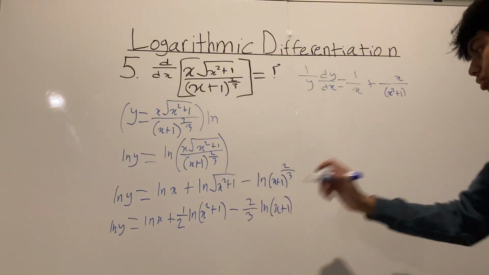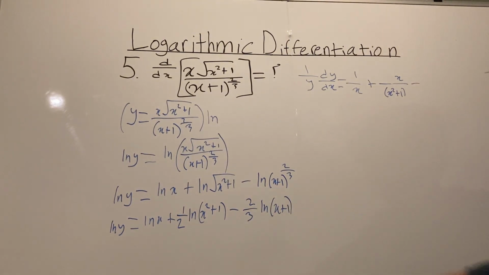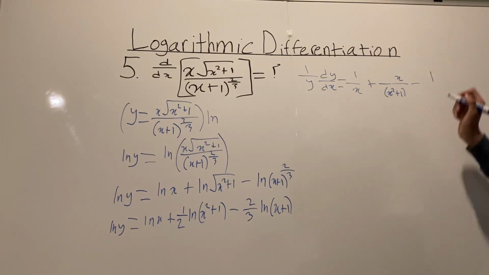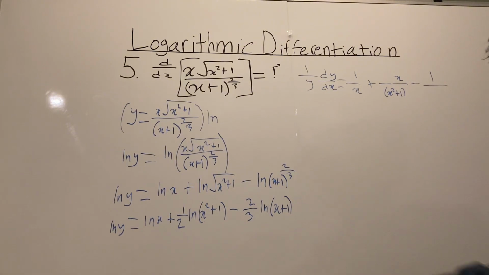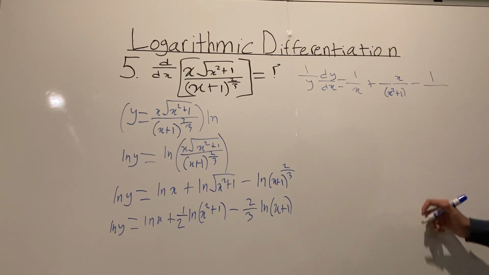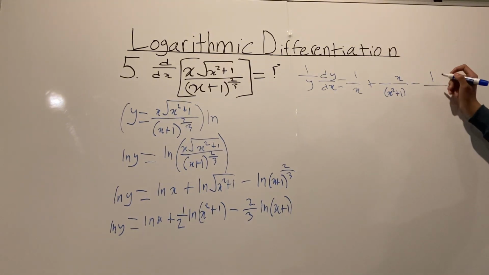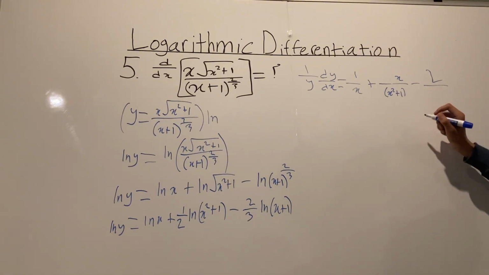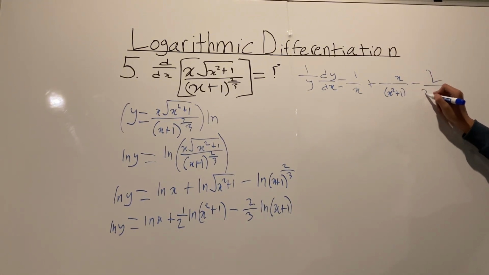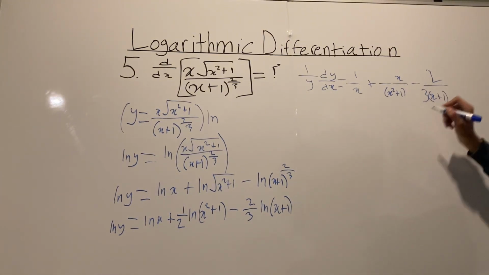And now minus 2 over 3, we can use the same thing. The derivative of the inner function is just 1, using the power rule, and then divided by the inner function, which is x plus 1, and multiply by the constant. So this 1 actually turns into a 2, and the denominator we have 3 times the inner function, which is just x plus 1.